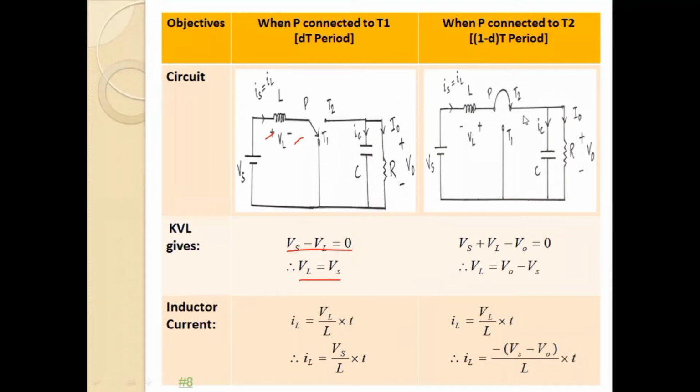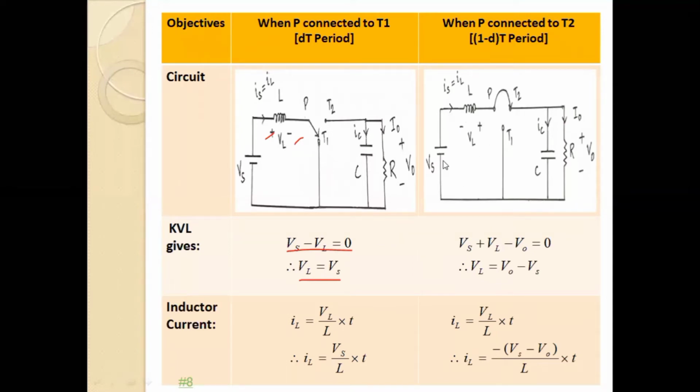Now, next what we'll do, we'll study the 1 minus DT period. This is your T off period. Now P is connected to T2. When P is connected to T2, this inductor is discharging. My polarity of the inductor changes, so plus on this side, minus on this side, opposite polarity to this one. Inductor current flows in the same direction only, no change.